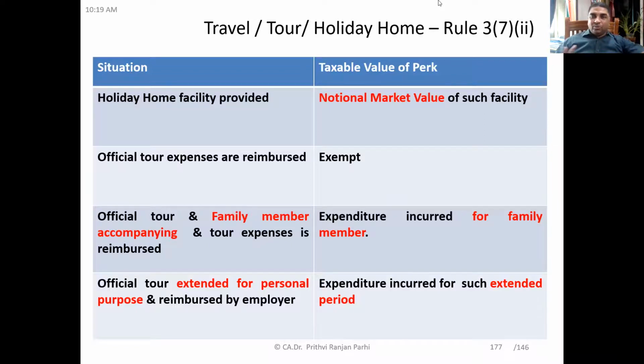The summary of that rule is there in this table. If the holiday home facility is provided, then the taxable value will be the notional market value of such facility. That means we have to find out the market value of that facility in a similar place, similar area. And if these holiday homes are also open to all, how much it is charging from outsiders. So that notional market value will be taken.